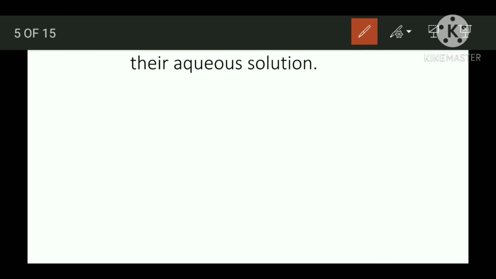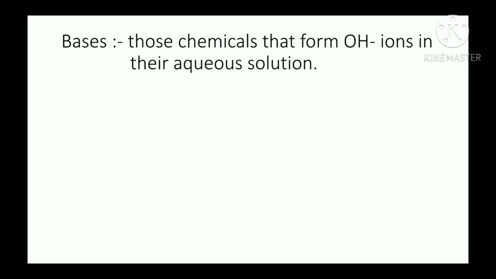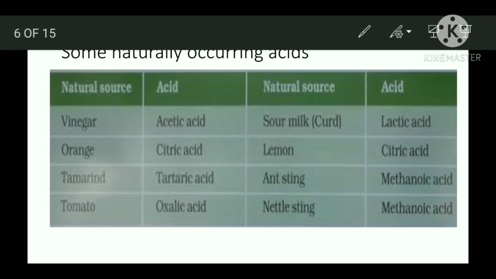Next, now we will see some naturally occurring acids. But another thing I have to tell you: in bases also there are two types. One is strong base, one is mild base. A strong base is one which forms more OH minus ions in its aqueous solution, and a mild base is a base which forms less OH minus ions in its aqueous solution.